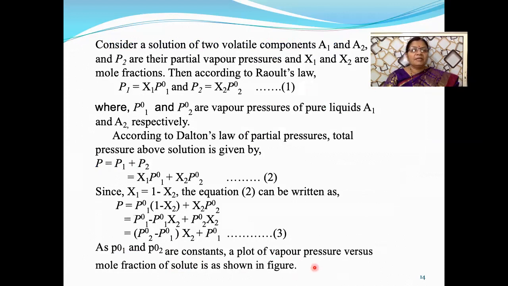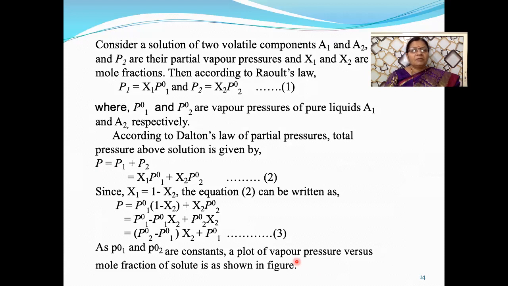Mole fraction of any component is the ratio of the number of moles of that component to the total number of moles of all the components present in the solution. Now here the binary solution contains two volatile components A1 and A2. P1 and P2 are their partial vapor pressures, and X1, X2 are their mole fractions respectively.